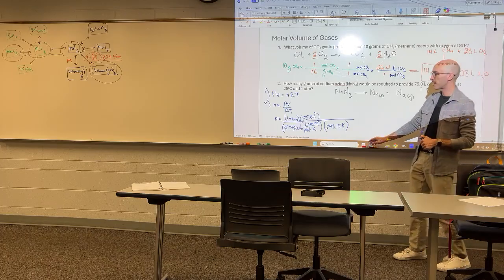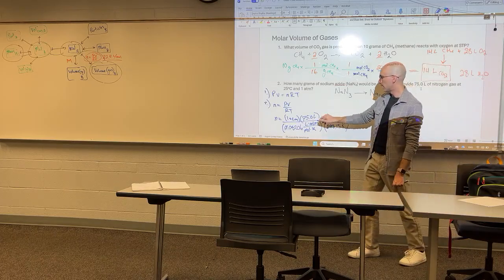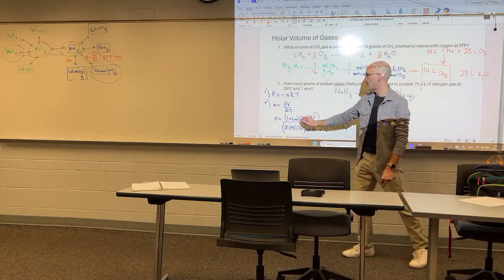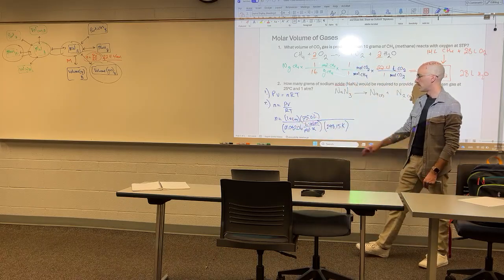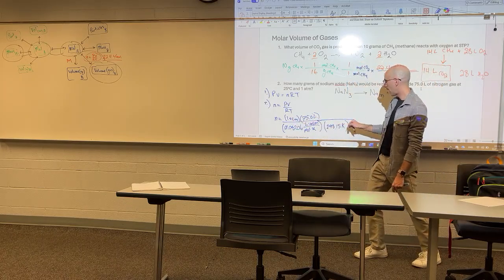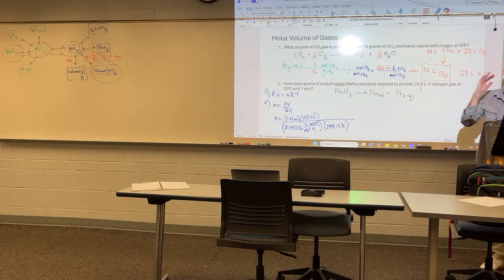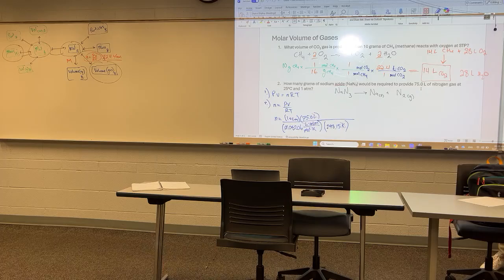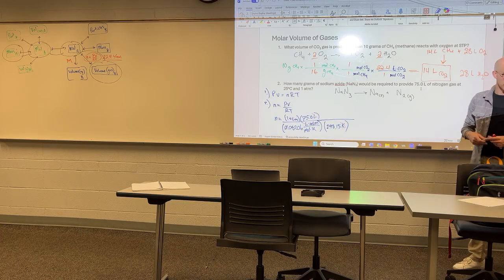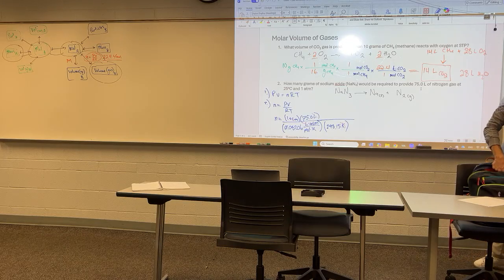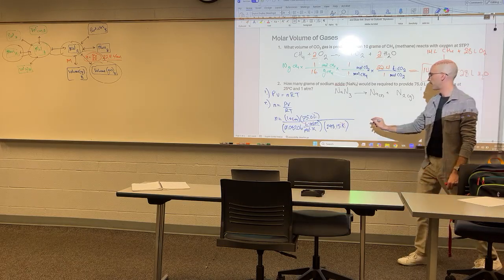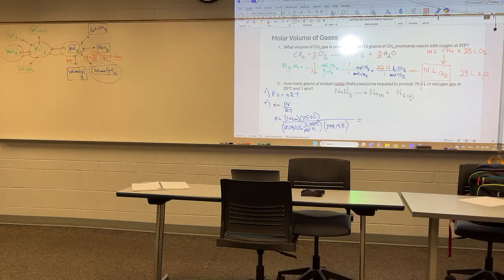I want to check first that all of my units cancel. Liters on the top, liters on the bottom. Atmosphere on top, atmosphere on bottom. In the bottom, I have Kelvin on top, Kelvin on bottom, which means I'm left with units of 1 over moles, or in other words, moles. So here's another plug and chug situation for us. Tell me what you guys get. Let's not do too much rounding. Let's do like 2 decimal places for this one.